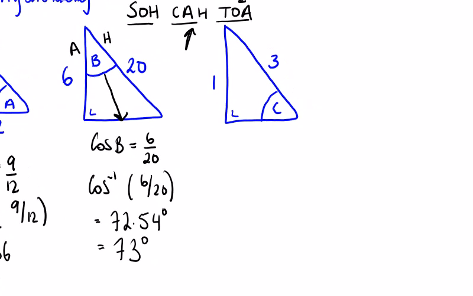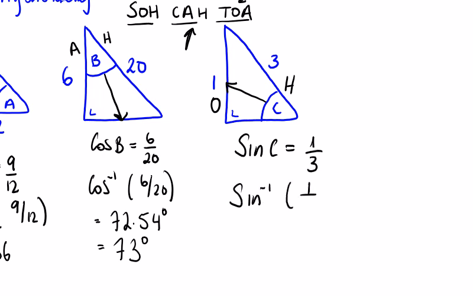Third one here, what have we got? We have opposite and we have hypotenuse. We have O and H. So the sine of C is O over H, 1 over 3. So the inverse sine of 1 over 3 on a calculator, you're not going to be able to memorize all these guys, is 19.47. Correct to the nearest degree, 19 degrees.